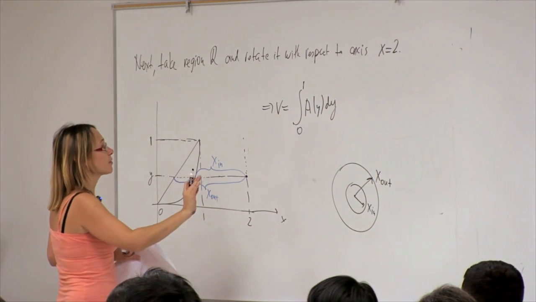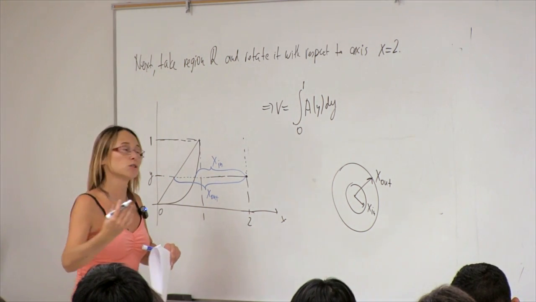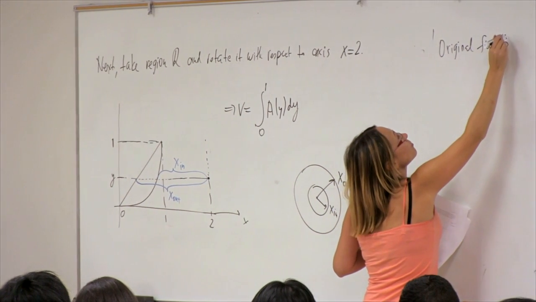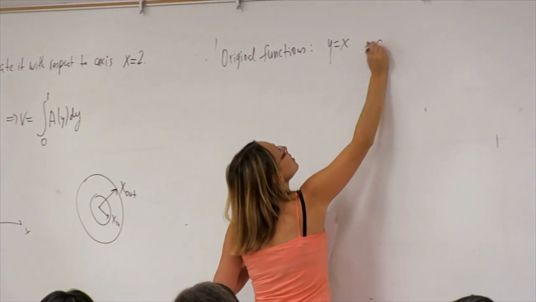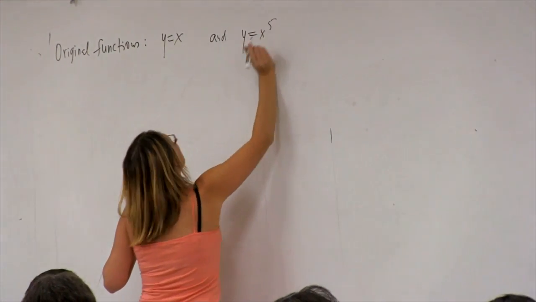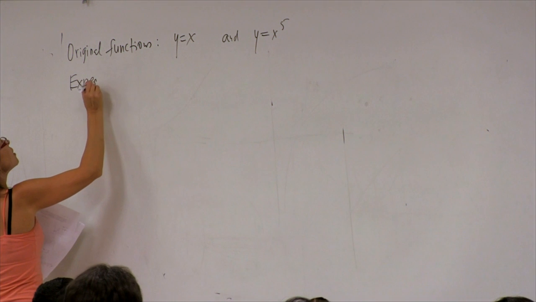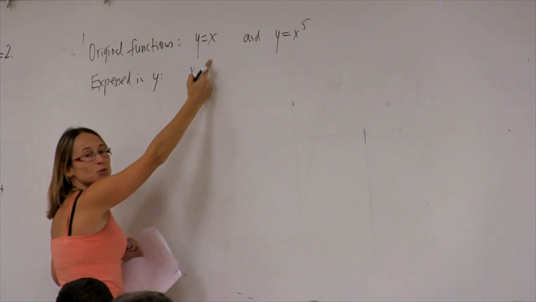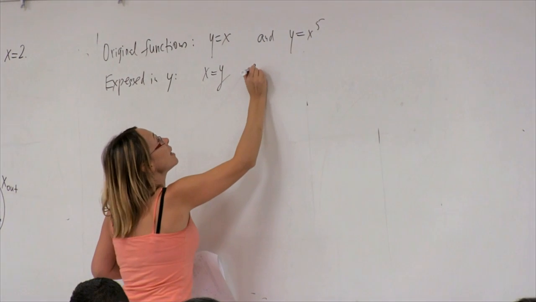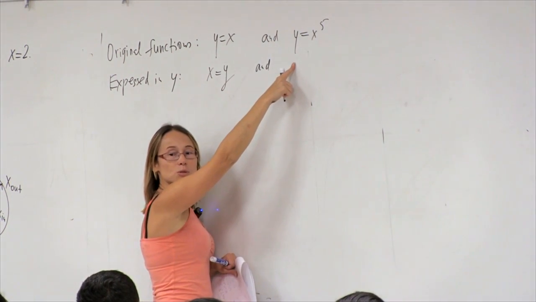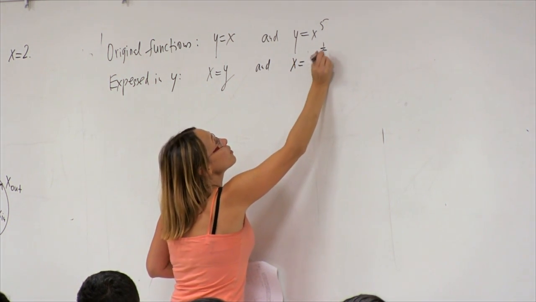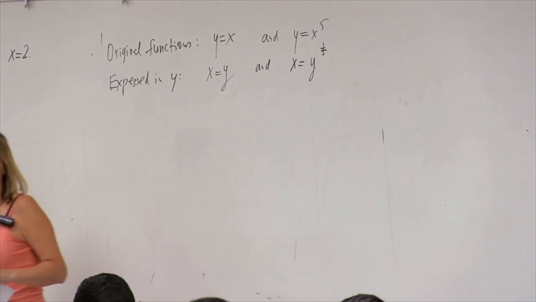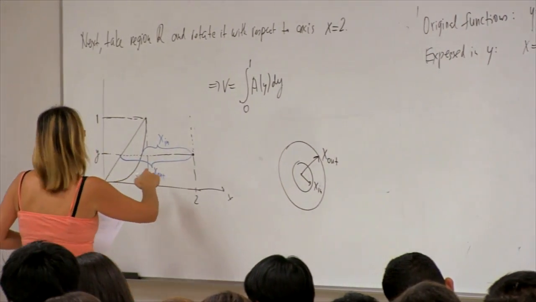And I have to express x in terms of y as opposed to y in terms of x. So my original functions are y equals x and y equals x to the 5, expressed in y. So I have to resolve this simple equation for x, so that's trivial, x equals y. And this one, I have to say what is x in terms of y. I have to solve it for x. X equals y to the 1/5. Okay, so this is different. I have to rewrite my functions by changing x and y. So now I know what is what.